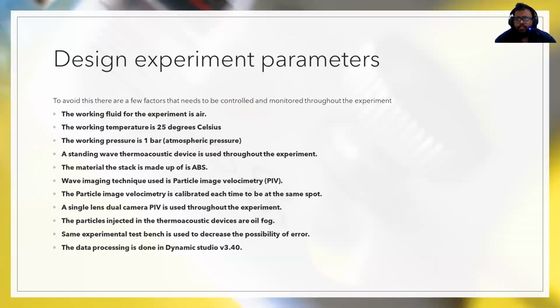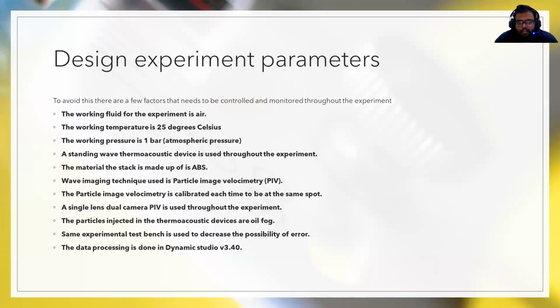Next, we use a synchronizer to synchronize both the camera and the laser and do multiple shots of the same phase to get an instantaneous velocity, which will be analyzed through Dynamic Studio version 3.04, and we will get the velocity maps.